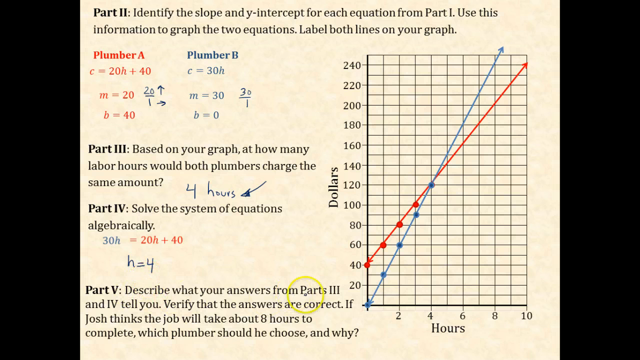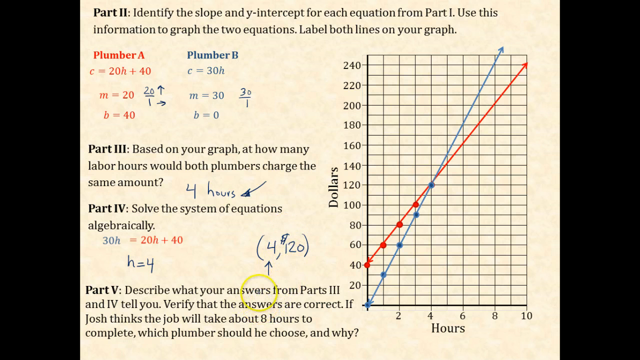So now let's describe what our answers from part 3 and 4 tell us. Well, part 3 and 4 tell us, for one thing, that the solution to the system of equations is (4, 120). What does that mean? That means that after 4 hours, both plumbers would charge $120.